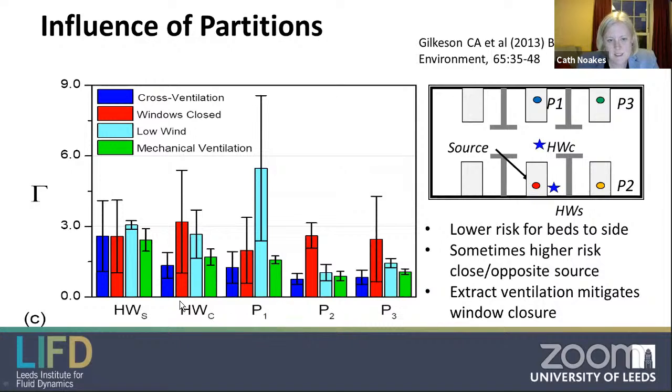But what you see is that the risks close by and to the patient directly opposite are slightly increased, but the ones to the patients to the side are decreased. So actually the message this is telling us is that a partition in a space, actually what it does to the environment depends on the ventilation flow, and it can actually increase risks for some people and decrease for others. Of course, this is just for aerosols and not for the larger droplets.